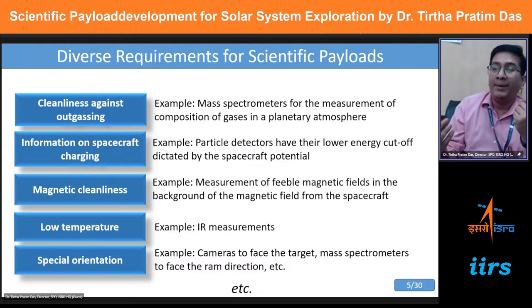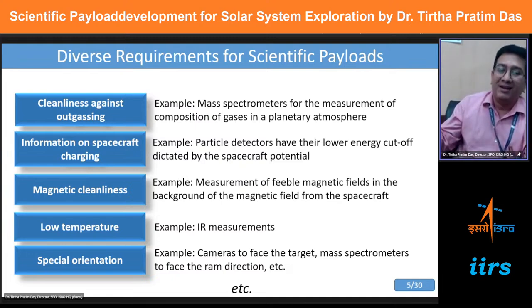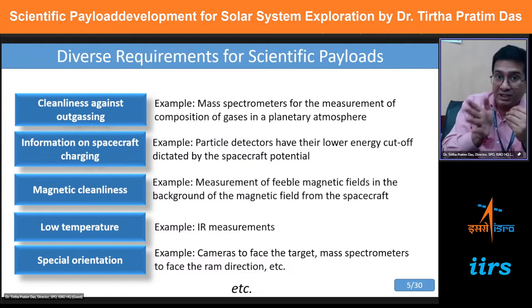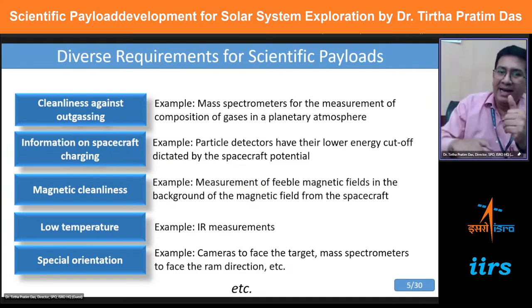demanding about the requirement of low temperature, especially infrared measurement systems where the infrared detectors are cooled so that they are not disturbed by thermal noise. And some instruments want special orientation, like cameras facing the target, or mass spectrometers, which sometimes want to be along the velocity vector of the satellite. There are many. I have not listed everything.